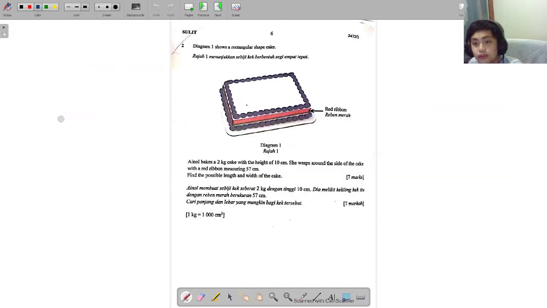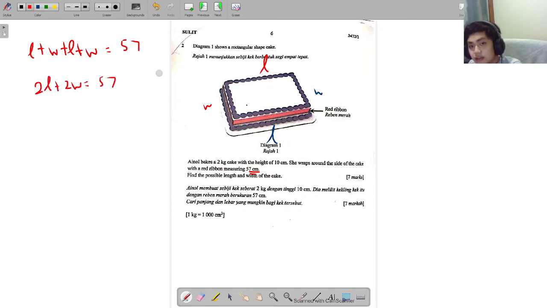Right, question 2. Ainul bakes a 2 kg cake with the height of 10 cm. She wraps around the side of the cake with a ribbon measuring 57 cm. Find the possible length and width of the cake. So I'm just going to call this length and call this the width. From the very beginning, we can make a simple equation because they wrap the ribbon of 57 cm around it. So we can say that L plus W plus L plus W equals 57 because we are talking about the perimeter here. So it's 2L plus 2W equals 57. This is equation 1.